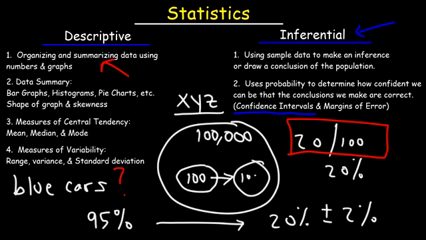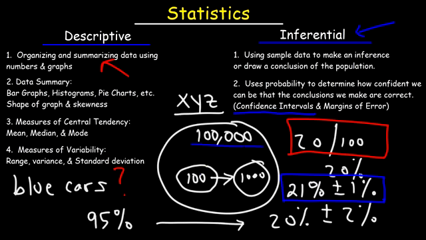So let's say we increase it to 1,000 instead of 100. So if we ask 1,000 people, do they like blue cars? And let's say the data is now different. Let's say 21% says yes to it within a 1% margin of error. So this value is going to be a better reflection of the population in response to their preference for blue cars because our sample size is bigger. So now we could say that 21% of the population prefer blue cars within a 1% margin of error.